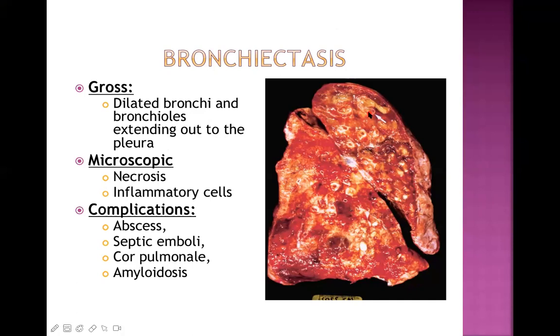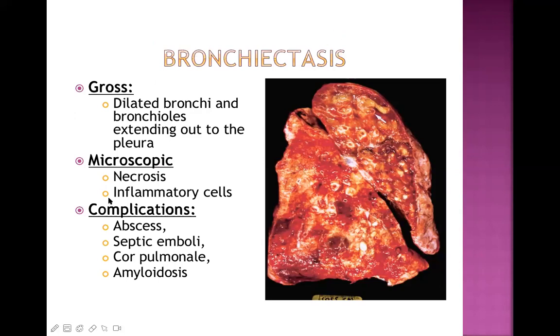Now let me show you here. See this. These are the dilated bronchi. See here. These bronchi are dilated and they are filled with pus. This white material present inside the bronchus is pus. Okay, almost the whole lung is affected here. And one of the very important features is they have extended outwards towards the pleura. Okay, this is the important gross morphology of bronchiectasis.